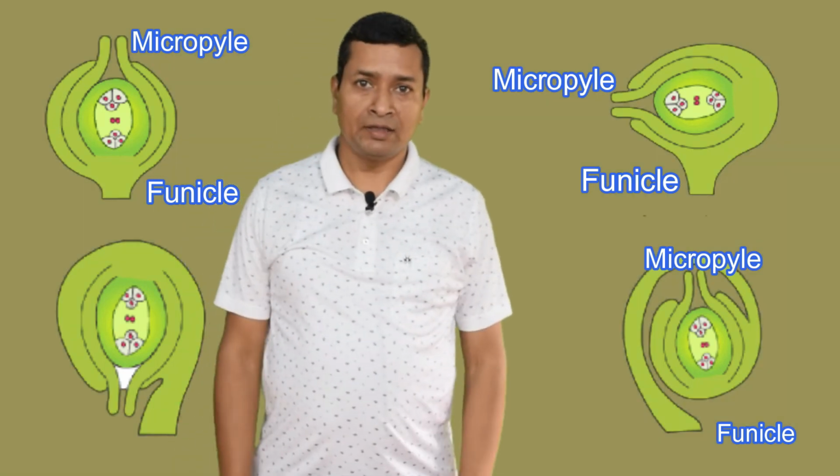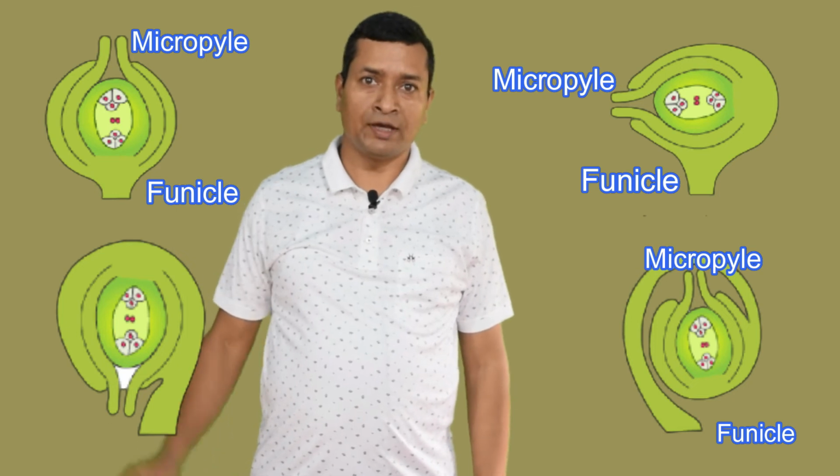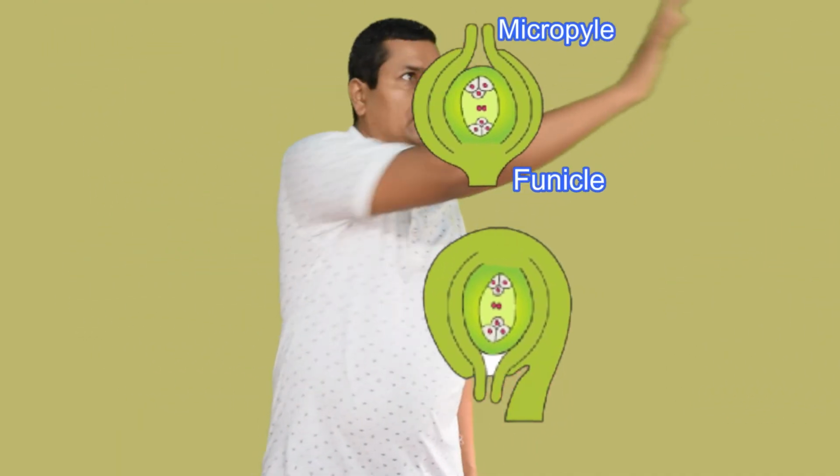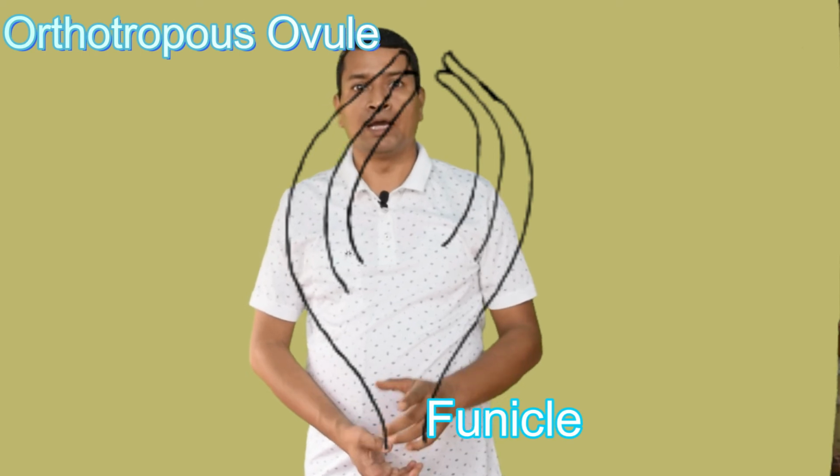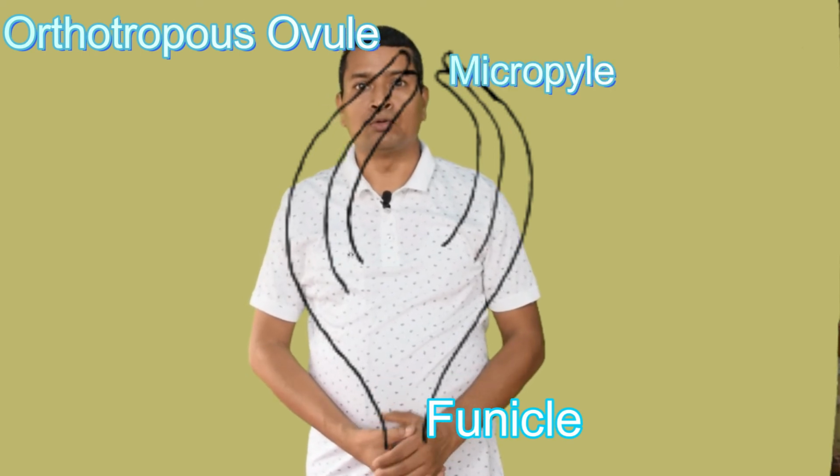To explain these rotations, first we have to remove these diagrams. Now the rotation of the ovule. To explain the rotation, first of all we have to take a pencil diagram. So this is a pencil diagram or pencil sketch of the ovule. This is orthotropous ovule. Here the funicle and the micropyle are arranged at the opposite ends.